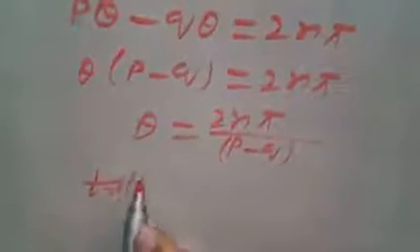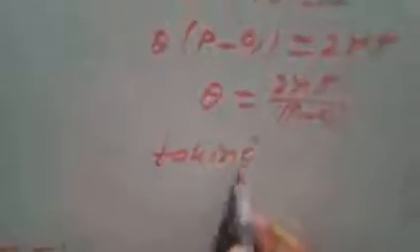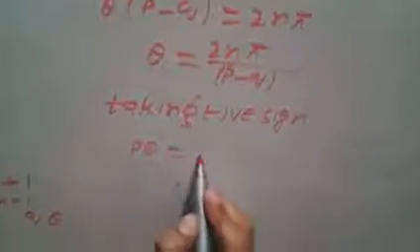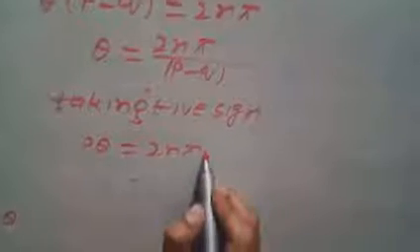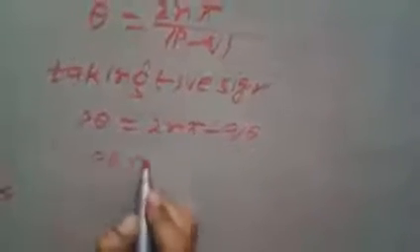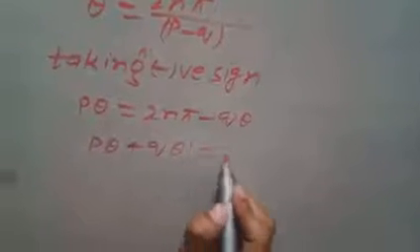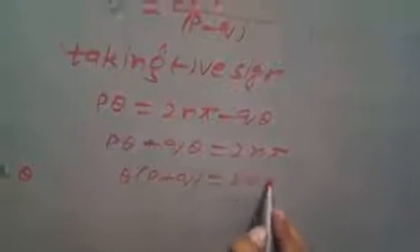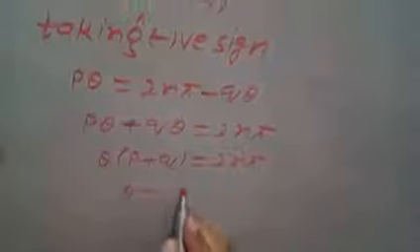Now if we take the negative sign, pθ = 2nπ - qθ. So pθ + qθ = 2nπ. If we take θ as common, then (p + q)θ = 2nπ. So θ = 2nπ/(p + q).